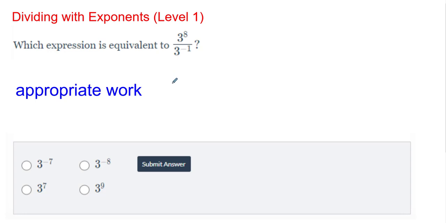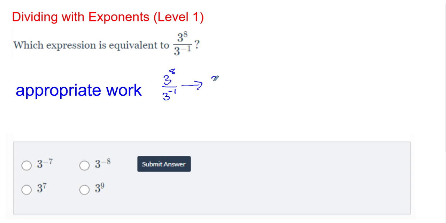Dividing with exponents, level 1. For appropriate work, let's start with the original problem. So I have 3 to the power of 8 divided by 3 to the power of negative 1. When we have the same base and we're dividing, we subtract the exponents.